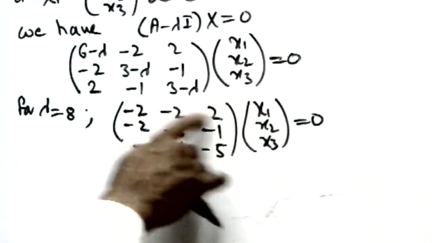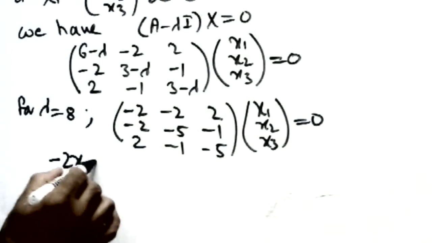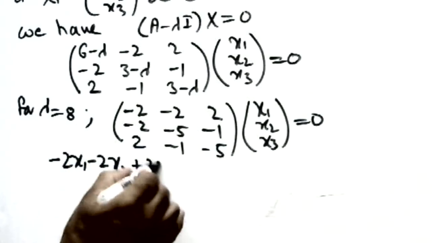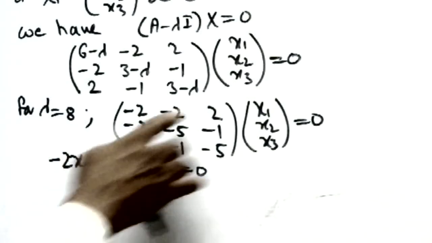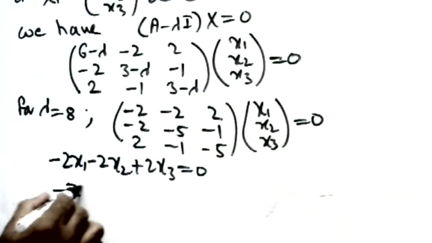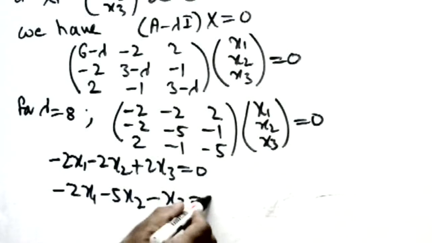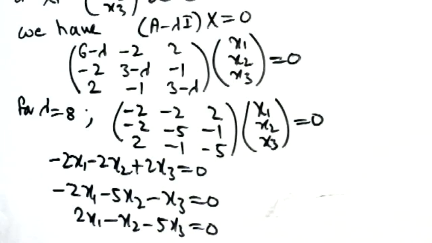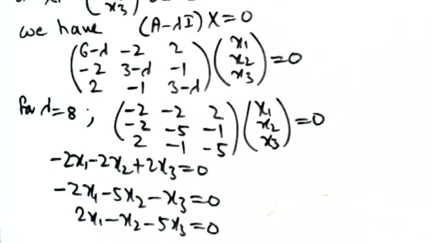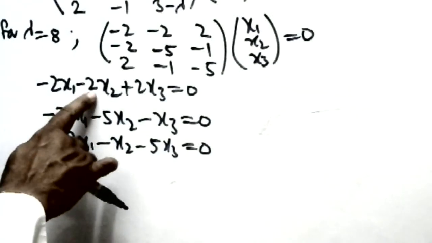Now multiply row into column. Minus 2x1 minus 2x2 plus 2x3 equals to 0. Again here you multiply: minus 2x1 minus 5x2 minus x3 equals to 0. Lastly, 2x1 minus x2 minus 5x3 equals to 0. So we get these three equations. In these three equations you solve any two to get the values.